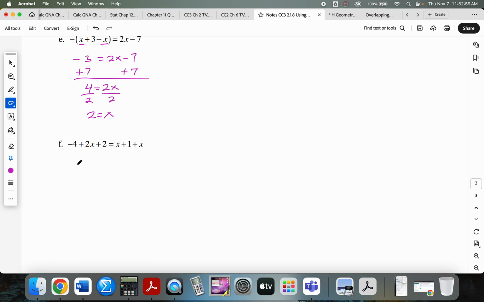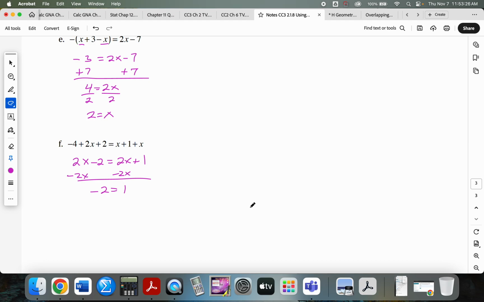One more. So combine the like terms over here, and I've got 2x minus 2 is equal to 2x plus 1. I'll remove the 2x tiles from both sides, and I have negative 2 is equal to 1.